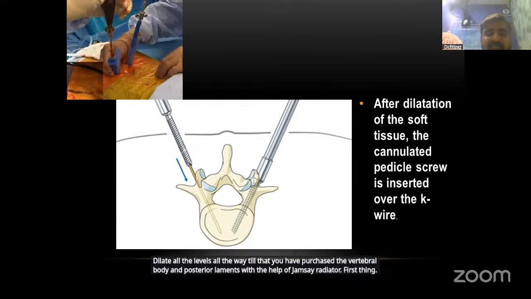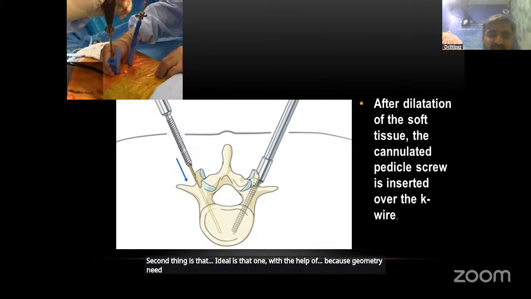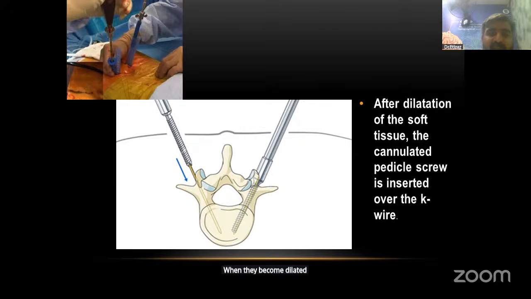First thing. Second thing is that the ideal one is with the help of the Jamshedi needle, because it is a very hard and solid structure, it will not mold. So with the help of that, pass the dilators all the way to make the trajectory or the place of the pedicle screw. When they become dilated, remove the dilators, and what happens?